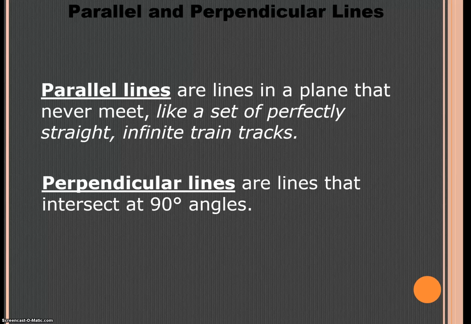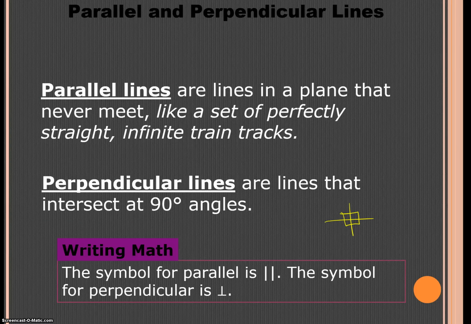Perpendicular lines are like an intersection at a four-way stop. The lines meet at 90 degrees. That means all the angles are 90 degrees. The symbol for parallel is this guy. And perpendicular looks like this, an upside down capital T. So how I remember these: they meet at 90 degrees. That's how you would write parallel versus perpendicular.